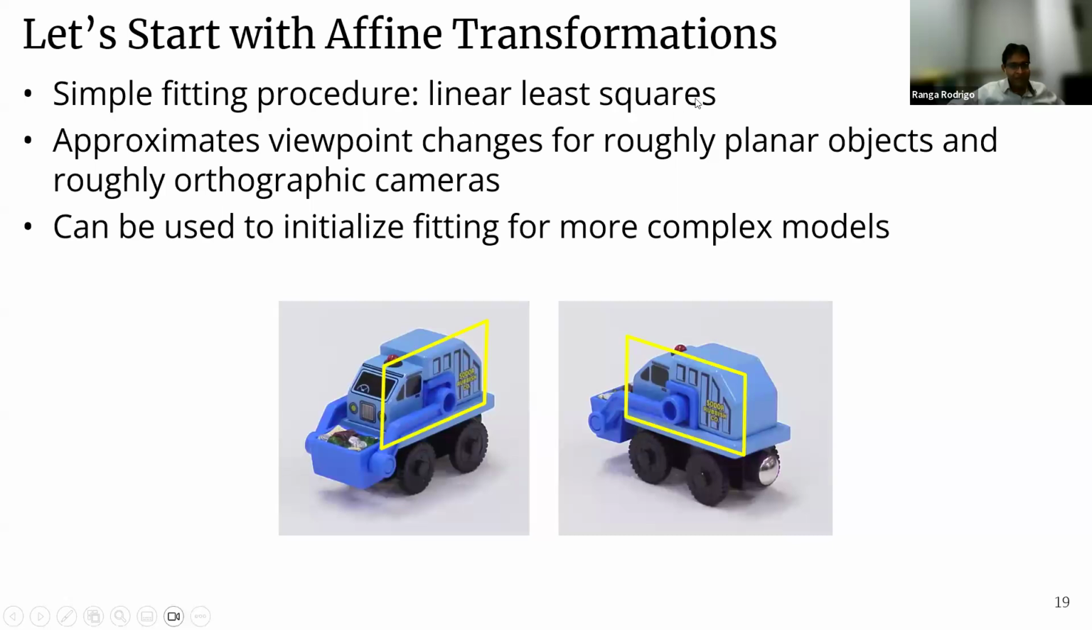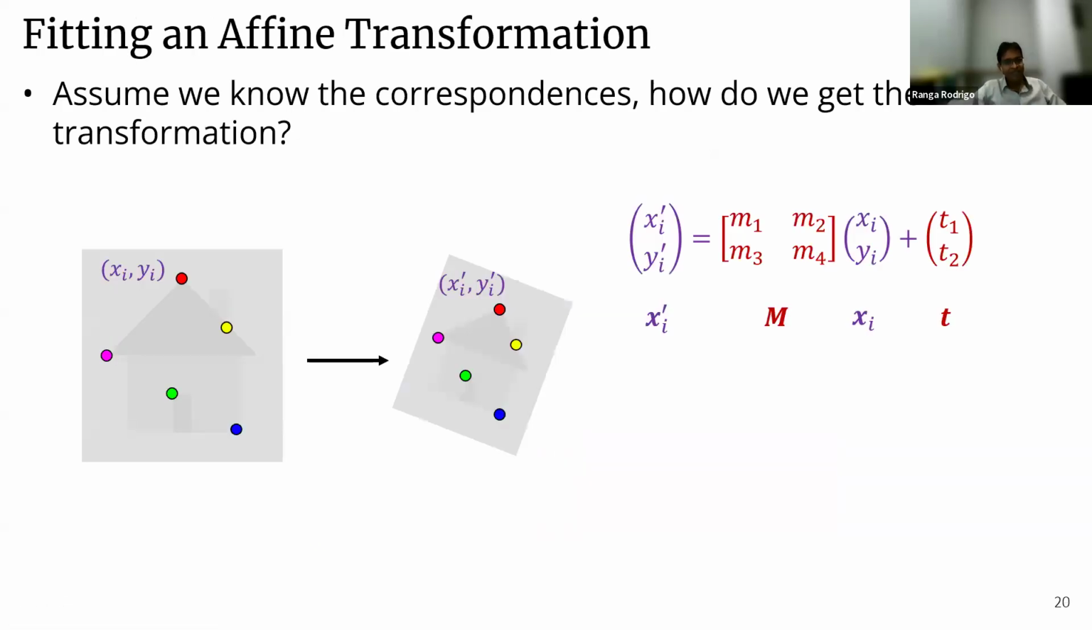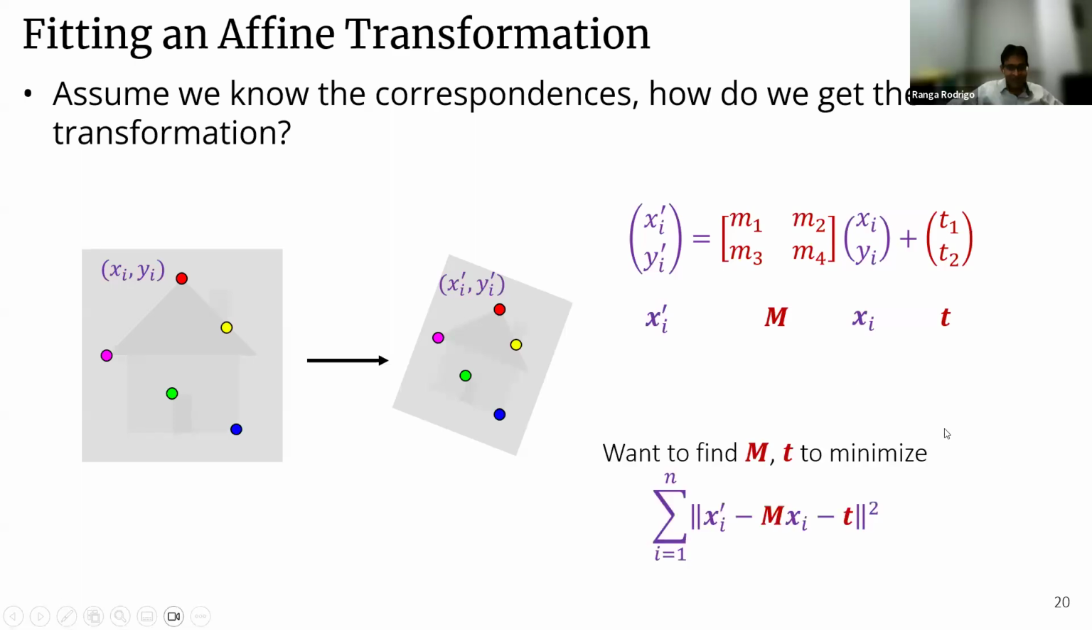So a simple fitting procedure we use is linear least squares, which approximates viewpoint changes for roughly planar objects and roughly orthographic cameras, and we use it to initialize fitting for more complex models. If you do an affine transformation, remember, let's say 5 points have been transformed like that. We can write, without using homogeneous coordinates, M1, M2, M3, M4, T1, T2. So this is the rotation and this is the translation. And these are the 6 parameters that you have to estimate in the affine transformation. So we want to minimize the difference between the actual ones that you got after transformation and what you have predicted, subtracting and squaring. So this is the regular procedure that we do.